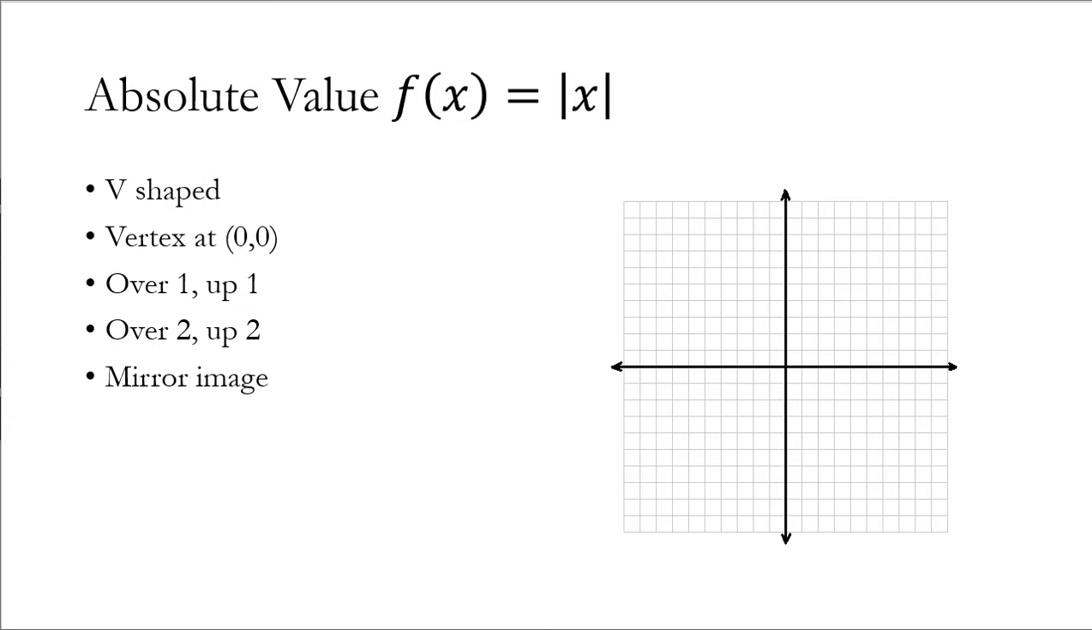Absolute value is V-shaped, start at the origin, and then the slope is just 1 all the way through, positive, negative, and there is a mirror image. This one is a straight line, so this one is a V going both directions. Again, you need to make sure you have all three of those memorized so that if you see something, you're like, boom, absolute value, I know what it looks like.